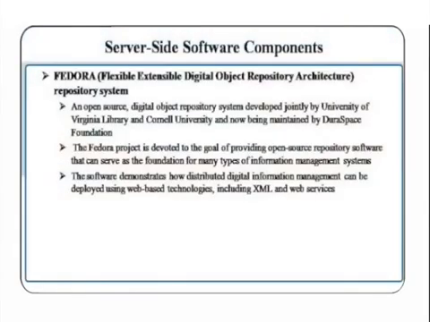The Fedora, Flexible Extensible Digital Object Repository Architecture, repository system is an open source digital object repository system developed jointly by University of Virginia Library and Cornell University and now being maintained by DuraSpace Foundation. The Fedora project is devoted to the goal of providing open source repository software that can serve as a foundation of many types of information management system. The software demonstrates how distributed digital information management can be deployed using web-based technologies including XML and web services.